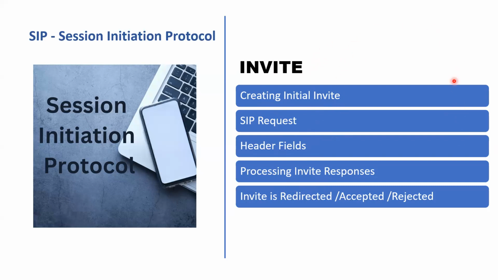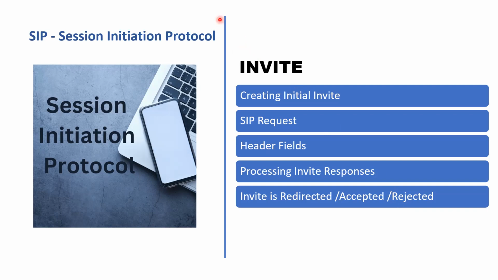After that, I'm going to discuss processing INVITE responses: whether you're getting provisional responses or final responses, and when you are getting the provisional responses, or when you are getting other responses like 4xx error messages, maybe 3xx redirection, and all other things. Lastly, I'll discuss that when the INVITE is redirected, that is 3xx messages, or if the INVITE is accepted, that is 2xx messages. If the INVITE is rejected, then you will get 4xx messages, right? I'm going to discuss all these things in much more detail today.